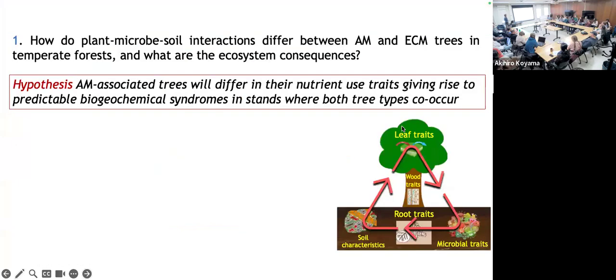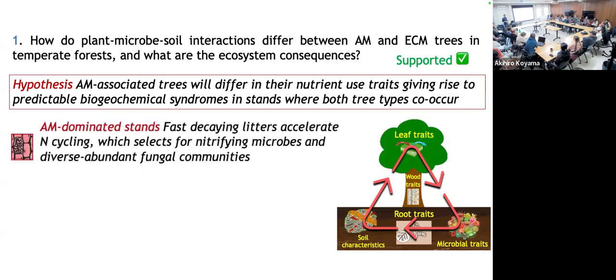All right, so I started with this question of, do we have these predictable sort of things that differ between AM and ECM dominated stands? And I would say, to support our hypothesis, yes, there do seem to be some differences that relate to litter quality, nitrogen cycling, bacterial and fungal communities that associate with different tree dominance. And that's a very useful thing for our predictions.